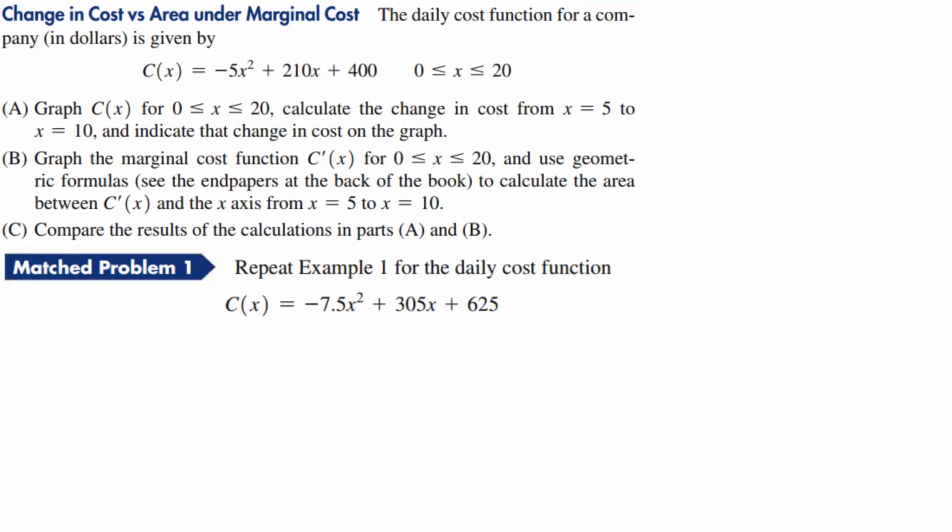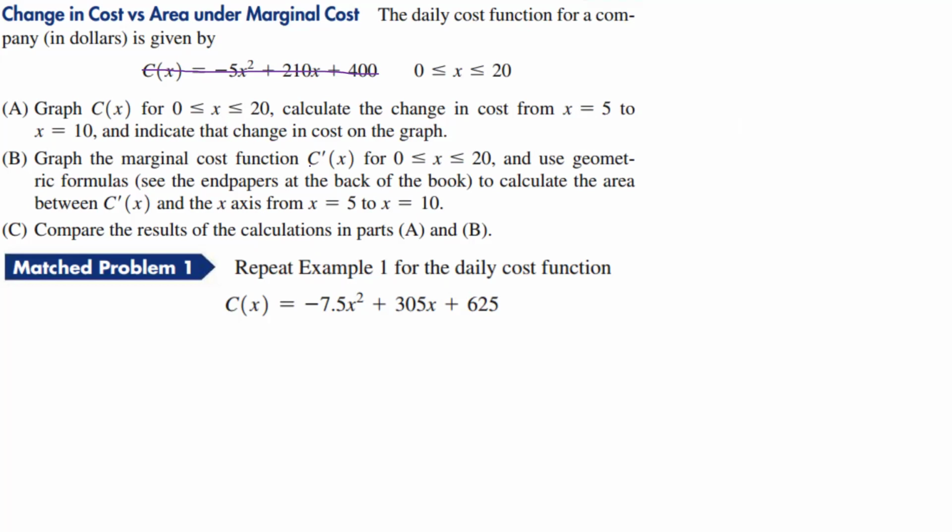Now, the daily cost function for a company is given as, and now we're not going to use this function. We're going to cross that one out, and we're going to use this function instead. So we're repeating example one for the match problem. So now we're supposed to graph C of x for x between 0 and 20, calculate the change in cost from 5 to 10, and indicate that change in cost on the graph.